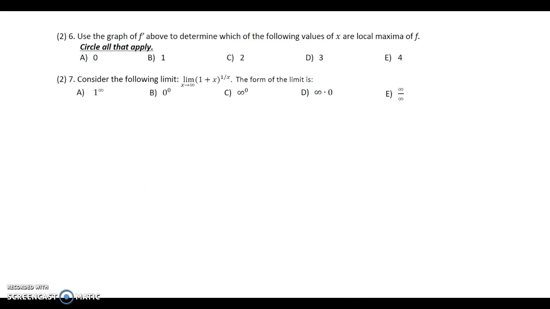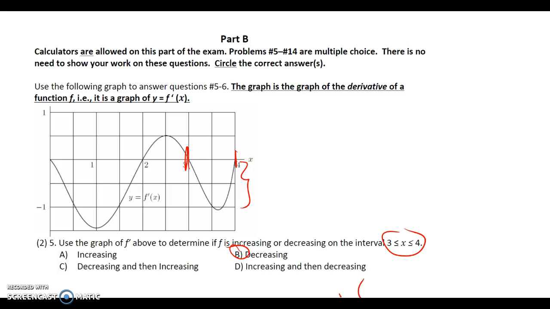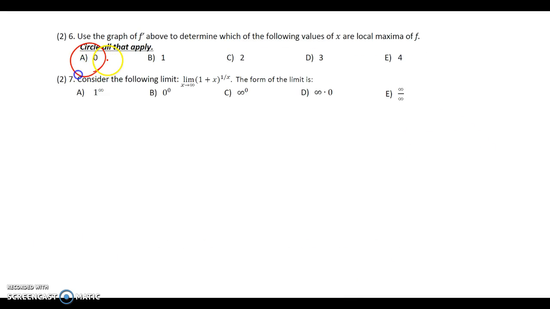It says, use the graph of f prime again to determine which of the following are local maxima of f. Well, we know we have critical points here, here, here, and here, wherever the derivative is 0. What we do need to know, if it's a local maxima, then it had to be increasing, and then decreasing. So the graph of the derivative should be positive here and negative here. Well, this one's positive and negative, that works. This one does not. This is positive, negative, and that works. So it should be 1 and 3. Or I'm sorry, 0 and 3.